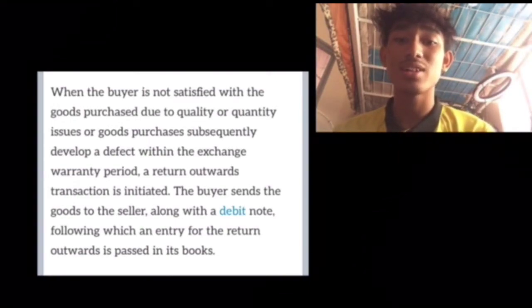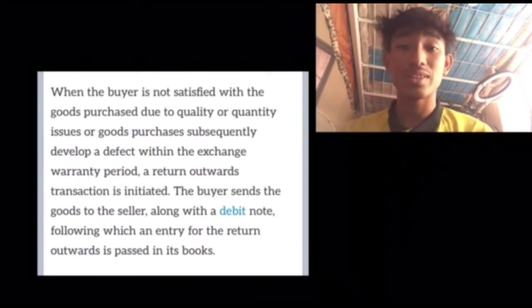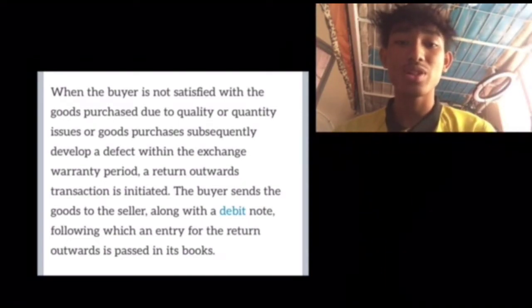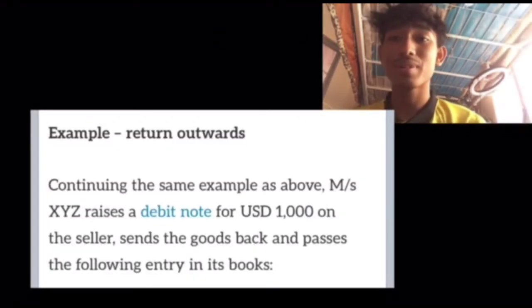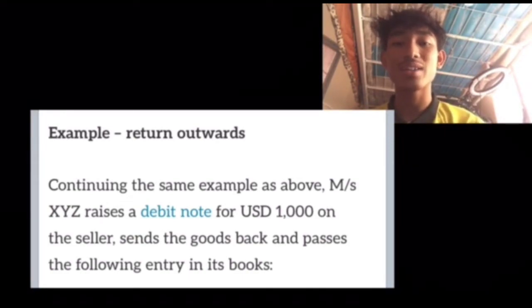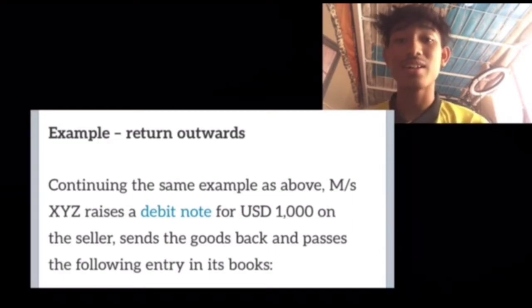The buyer sends the goods to the seller along with a debit note, following which an entry for the written outward is passed in its books. For example, continuing the same example as written inward, XYZ raises a debit note for USD 1,000 on the seller, sends the goods back and passes the following entry in its books.